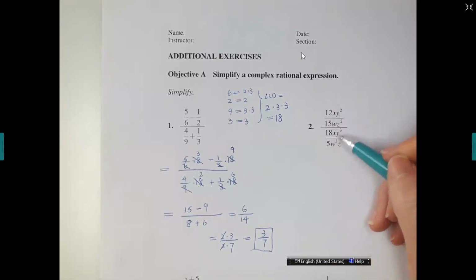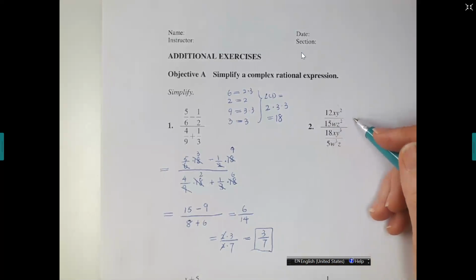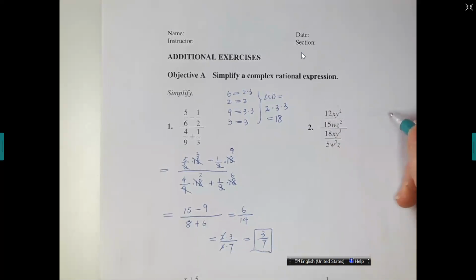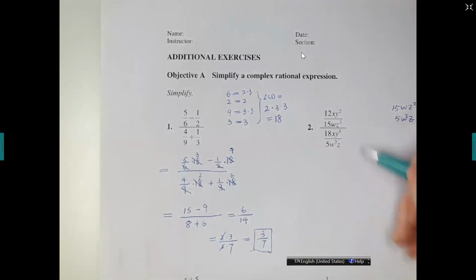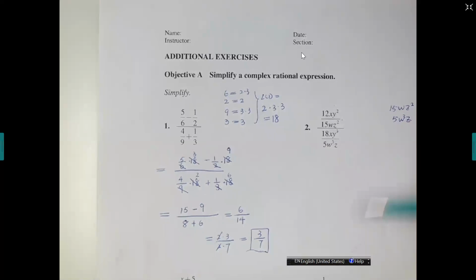So for this one, we can still use the method we just did here. Write down the two denominators, 15wz squared and 5w to the third power z. Look for their LCD and then multiply both the numerator and denominator by the LCD. So this is one method. There is another method here.